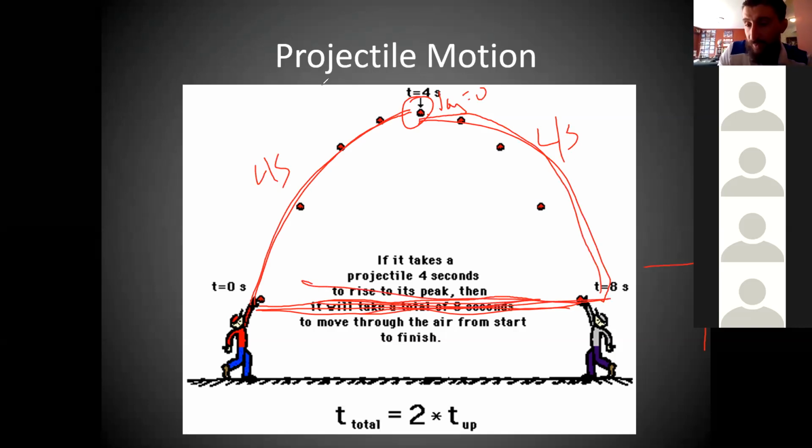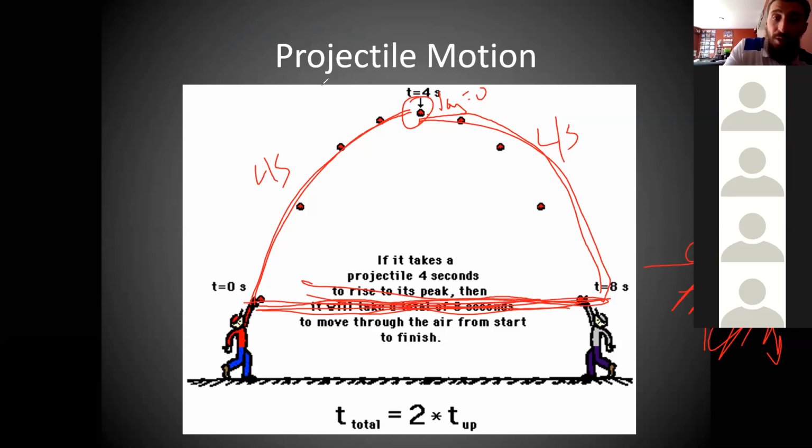Now, if you do something like this where you have a building and you kick a ball off, the time's not going to be the same because you're not catching it at the same height. You see the difference there? This time is going to be different. But if you're catching it at the same height, the time it takes to go up is the same time it takes to go down. All right?